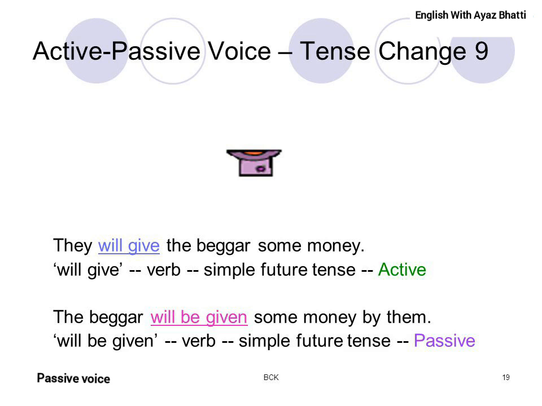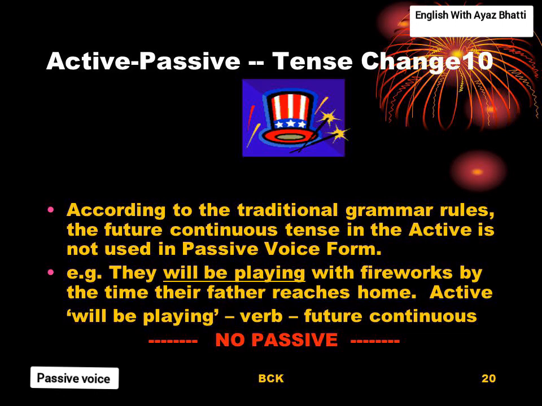Active passive, tense change 10. According to the traditional grammar rules, the future continuous tense in the active is not used in passive voice form. For example, they will be playing with fireworks by the time their father reaches home. Active. Will be playing, verb, future continuous. No passive.